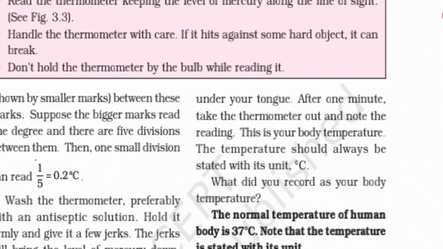After 1 minute, take the thermometer out and note the reading. This is your body temperature. The temperature should always be stated with its unit, degrees Celsius. What did you record as your body temperature? The normal temperature of the human body is 37 degrees Celsius. Note that the temperature is stated with its unit.